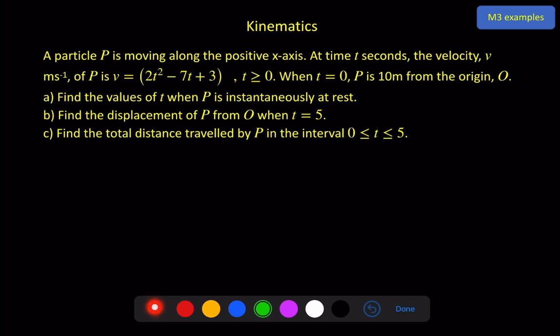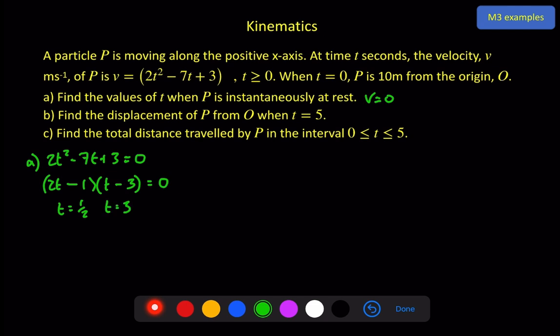So again, we're starting off with v equals 0, and we need to find what t is. So 2t squared minus 7t plus 3 equals 0. Factorizing that gives us a 3 and a 1, minus, minus. So t is equal to a half, or t is equal to 3. Part B, find the displacement of P from O when t is equal to 5.